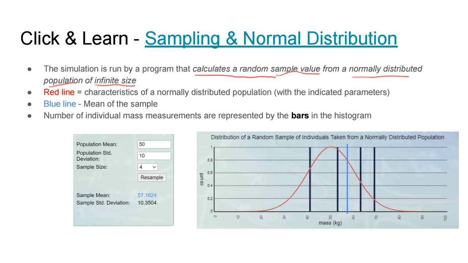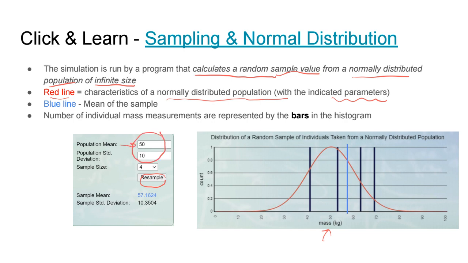It is pretending that there is this huge infinite population, and every time you hit resample, it is taking a calculation from that sample that you're specifying. The red line that is produced on the graph when you press resample is the characteristics of a normally distributed population with the indicated parameters. So here is where you set those parameters.